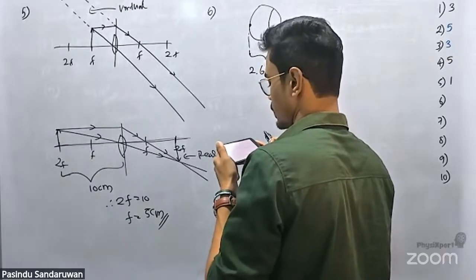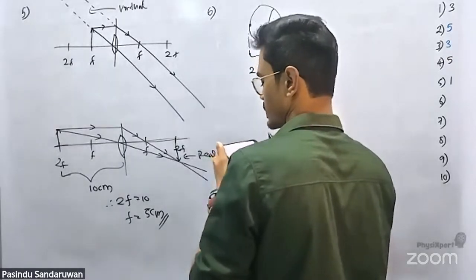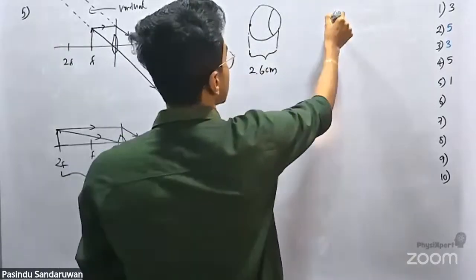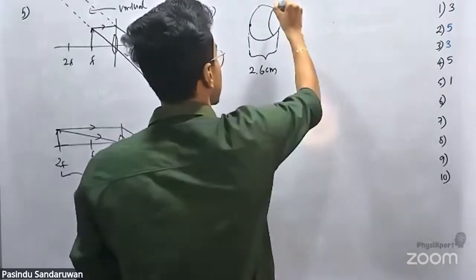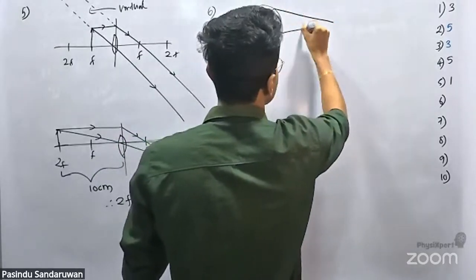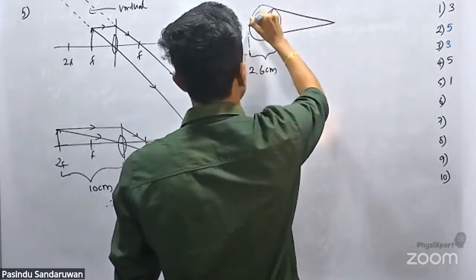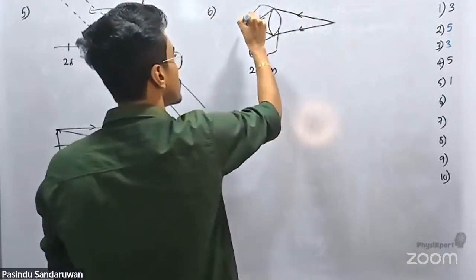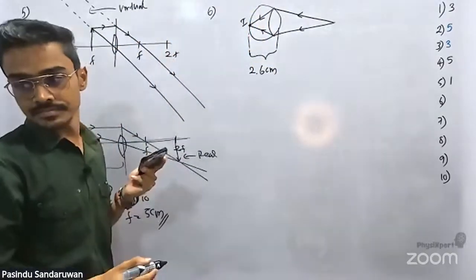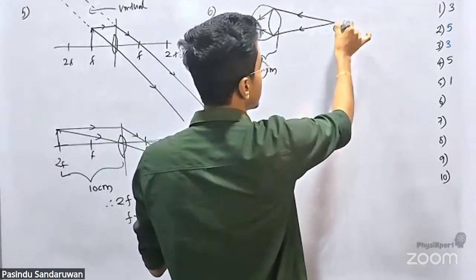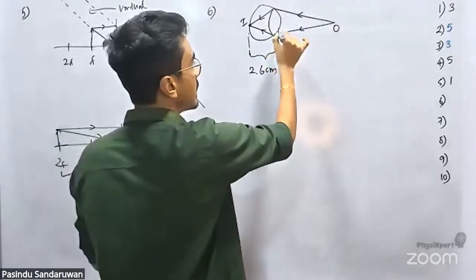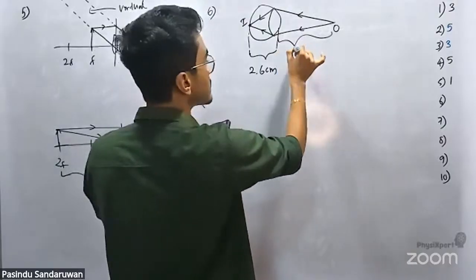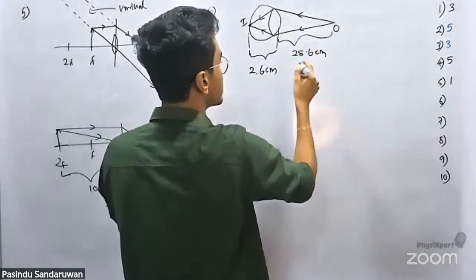If his near point is located 28.6 centimeters away from the eye lens, the minimum focal length of the eye lens is, right? Now, first draw the relevant ray diagram here. From this near point, the rays are coming into the retina like this, and the final image is formed at the retina. Image is here, and the object is here. From here, rays are coming, and this length is given as 28.6 centimeters, right?